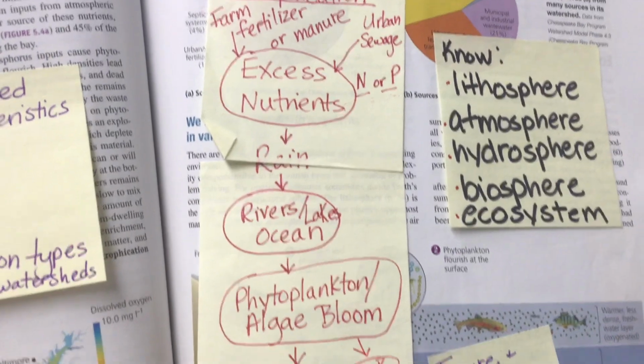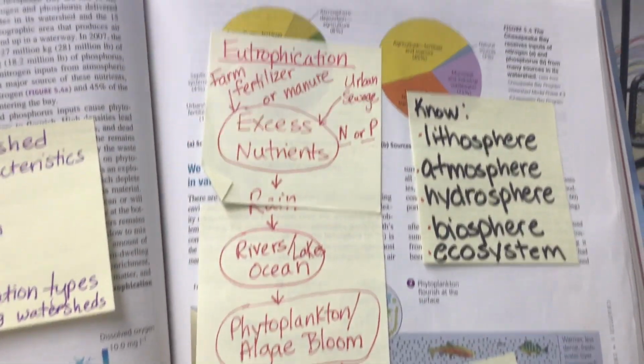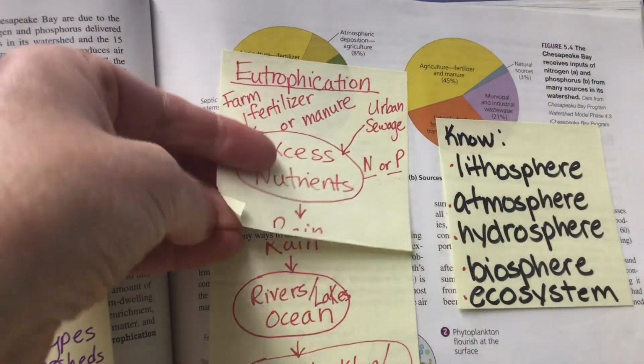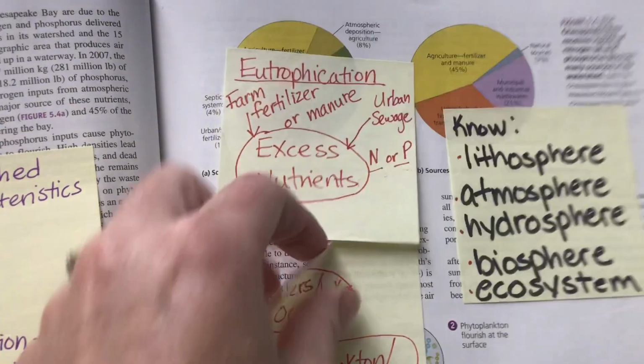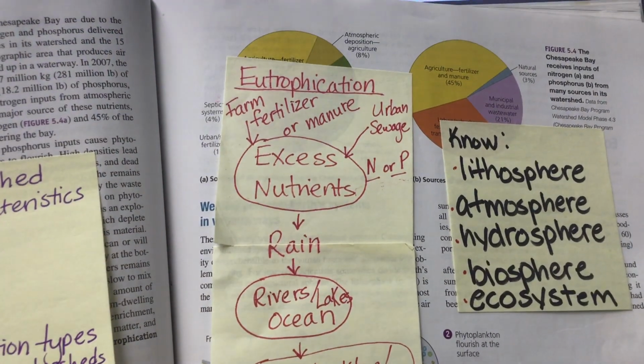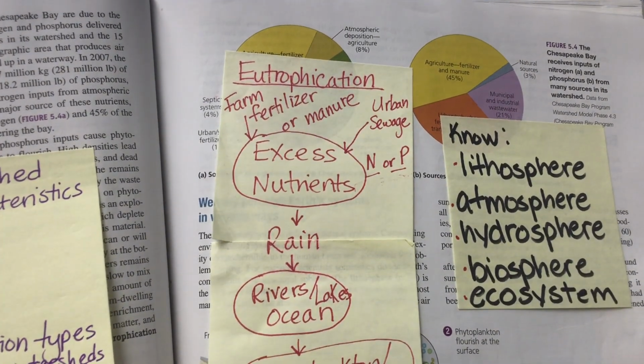We have this big long thing here with sticky notes, and you need to copy it all. They're all progressed here. This flow chart. We're going to start with eutrophication. Well, I'm sorry, we don't start with eutrophication. This is the process of eutrophication.